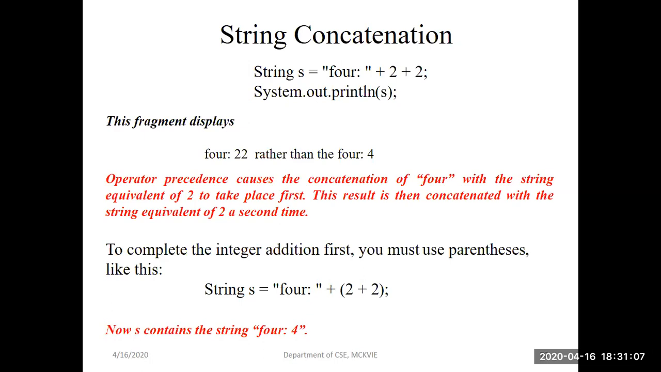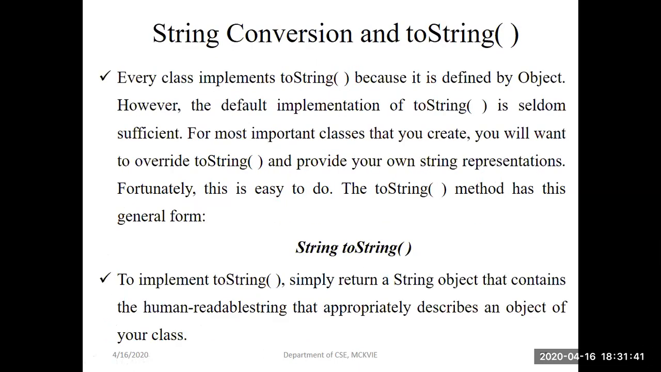Yes, the next question is, if I want to print 4 4, then how do we need to represent it? You need to write 4 plus, within brackets, 2 plus 2. Now this 2 plus 2 operation will be done first because we have written it inside a parenthesis. So this operation will be done first, then that will be concatenated with 4. Hopefully this much is clear to you. Next slide.